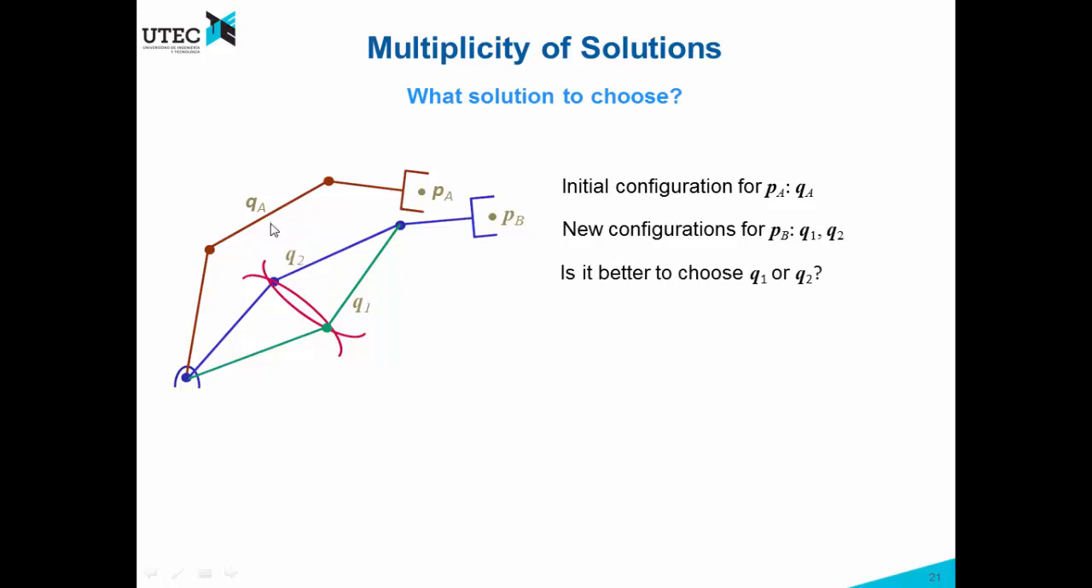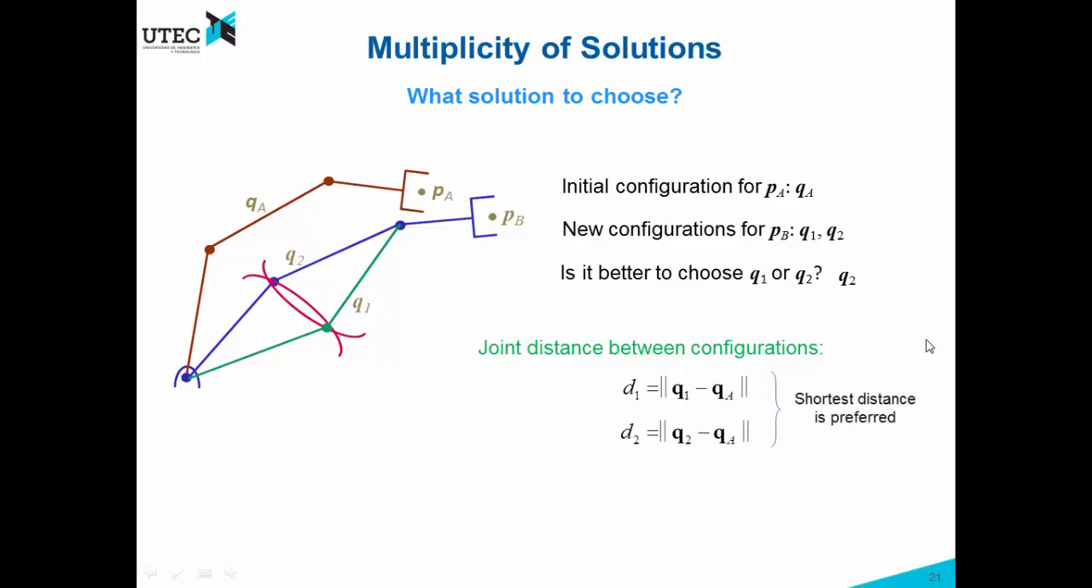If you see it graphically, it might seem to be better this Q2. Why? Because it's closer to QA, so the joints don't need to move too much. So maybe it's Q2. As I said, now we would need to evaluate the distance between the joint configurations. That is the distance between Q1, this new joint, and the one that we had already, and the distance between this other new joint, Q2, and the joint that we already had. And the shortest distance is the one that we will prefer.